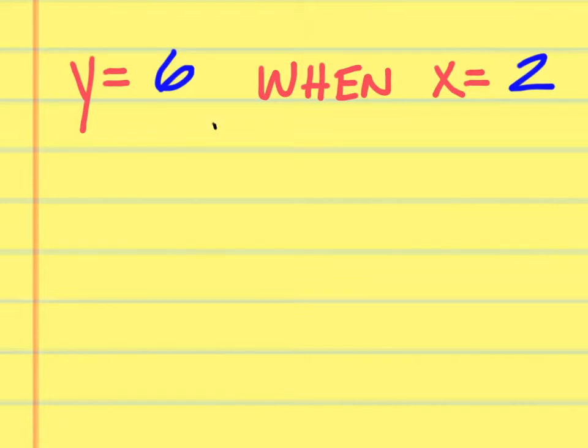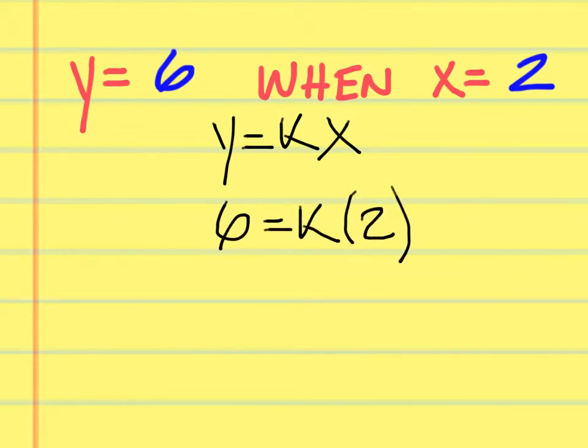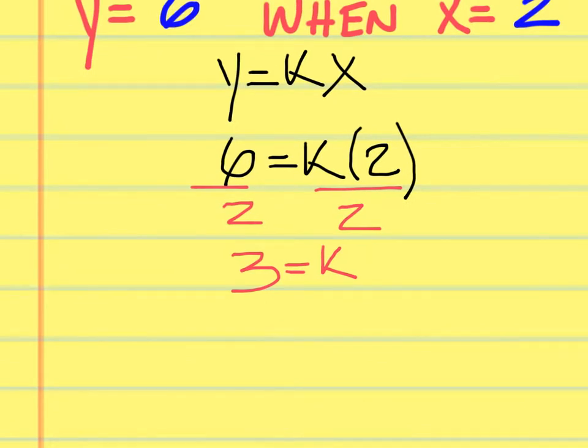So let's start with y equals kx and plug in what we know. We know that y is 6 and x is 2. From there, solve for k. Divide both sides by 2. So k equals 3. That's your constant of variation. But then you have to write that direct variation equation. So if k equals 3, it is y equals 3x.